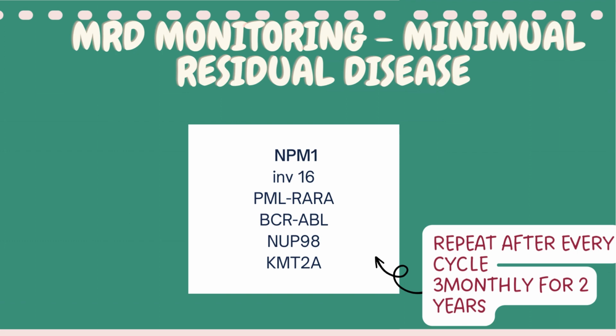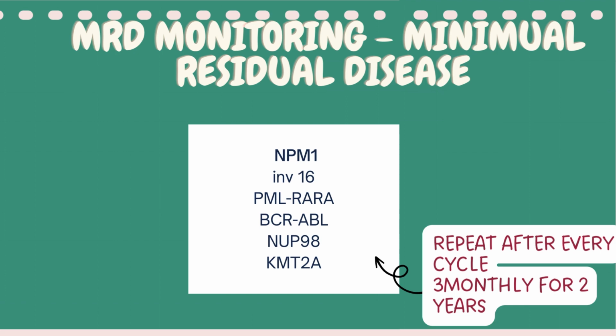The RT-PCR samples on peripheral blood and bone marrow aspirate are sent to Guy's Hospital, which is a central lab in London. It's normally done at diagnosis and then repeated after every cycle, 3 monthly for 2 years. If the transcripts are rising, then it should be repeated immediately. Molecular relapse is confirmed if 2 consecutive positive results.